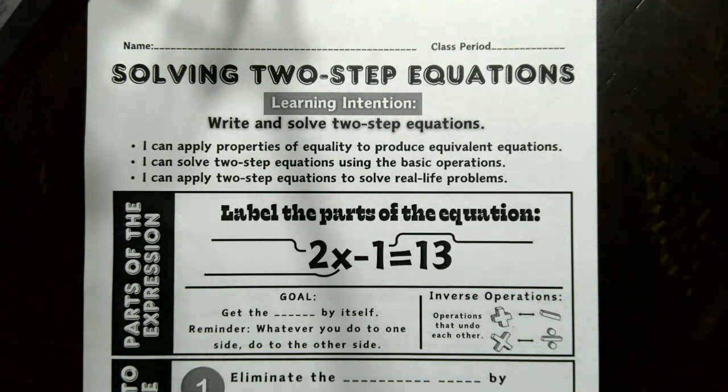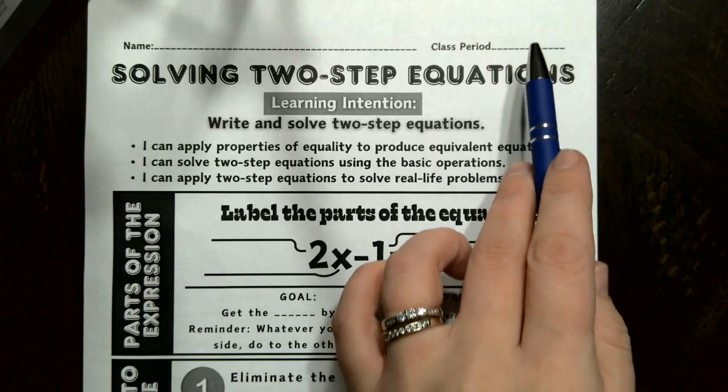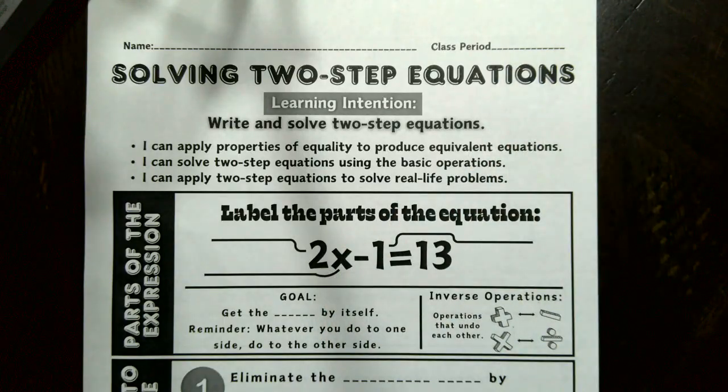This video is for solving two-step equations, which would be Unit 4, Session 3, so 4.3. You can write that at the top of your page, above where it says class period, so that you can keep track. Now, in solving two-step equations, you're really just taking what you learned in 4.1 and 4.2, which was solving equations using addition and subtraction and solving equations using multiplication and division. And now you're going to be merging them together.